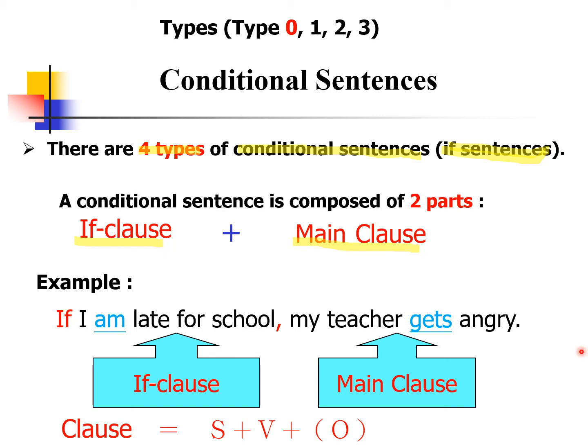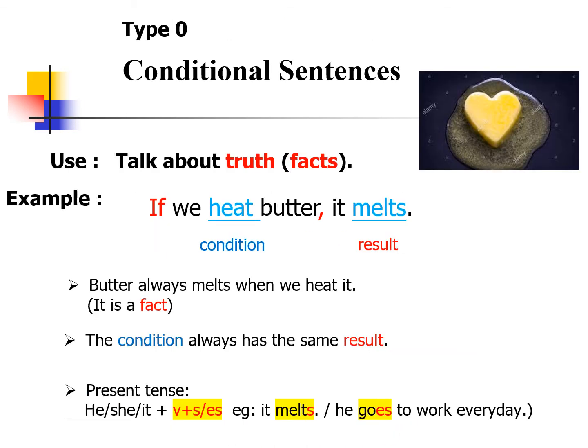We call this a conditional sentence. Whenever you see an if clause plus a main clause, we call it a conditional sentence. Basically, you need to learn that there are two parts in a conditional sentence: an if clause and a main clause. A clause has a subject and a verb. All right, let's move to the next slide.